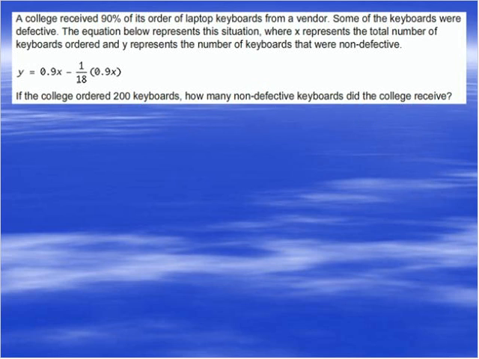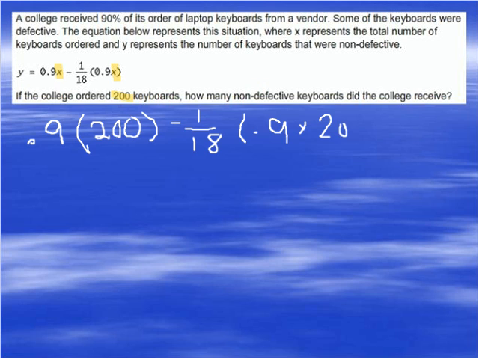So what we're going to do is take the equation that they gave us and substitute in 200 for X, because X is the number of keyboards that they ordered. So that's the first thing I'm going to do. So 0.9 times 200 minus 1 over 18, 0.9 times 200 again. Okay, order of operations tells me I need to do it inside parentheses.